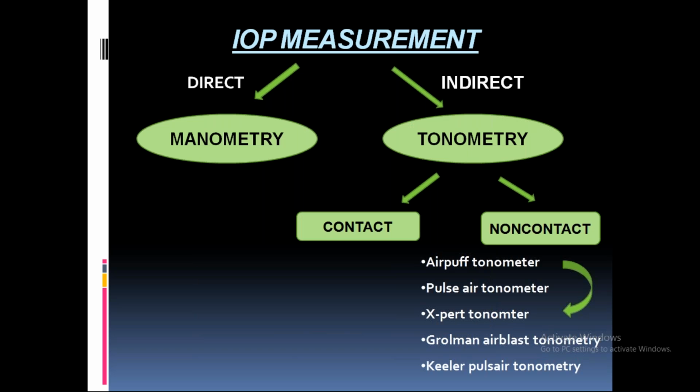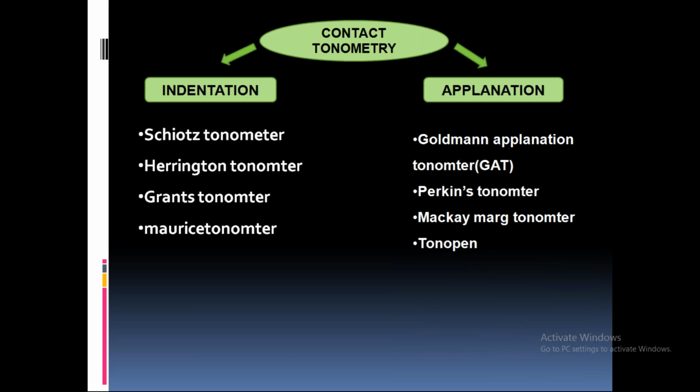IOP measurement, direct and indirect. Direct is manometry, indirect is tonometry, contact tonometry and non-contact tonometry. Non-contact is divided into air puff tonometer, pulse air tonometer, expert tonometer, Gorman air blast tonometry, Killer's pulsar tonometry. Contact tonometry: indentation and applanation.